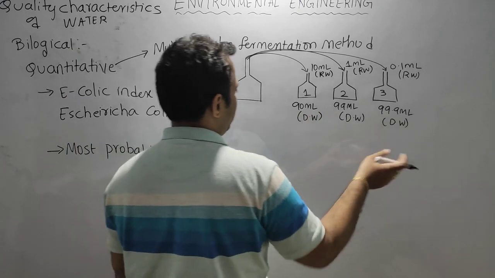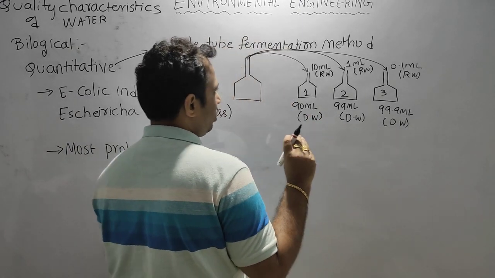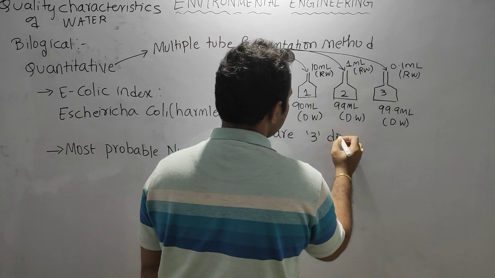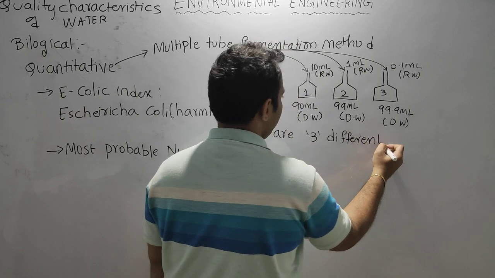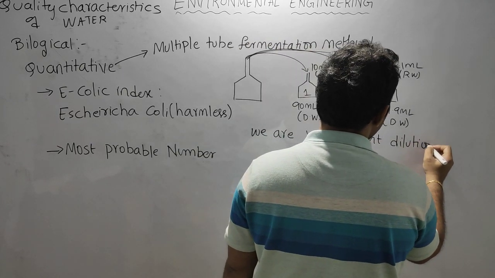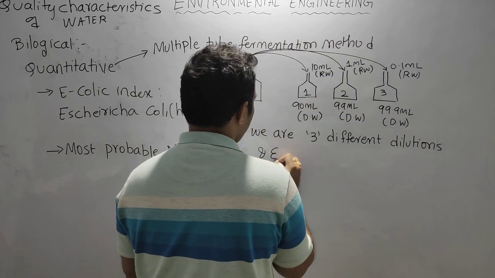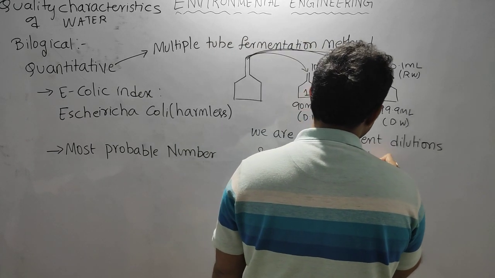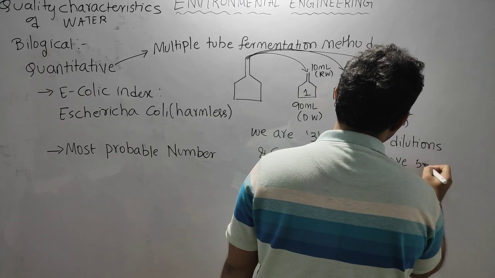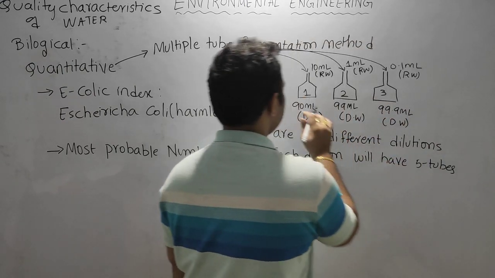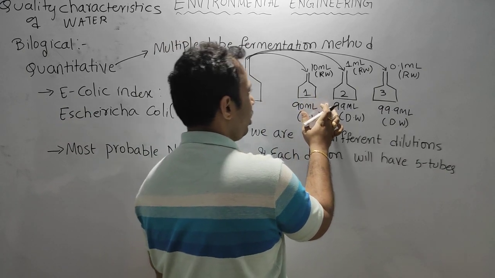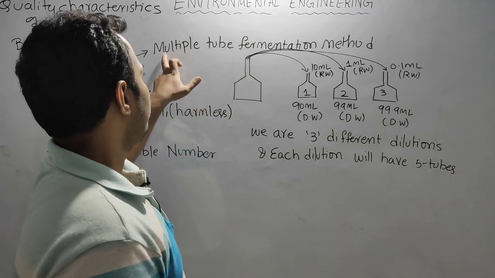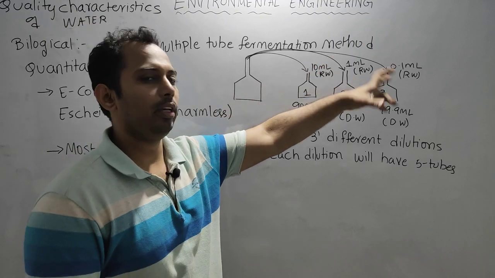For each dilution I will take 5 tubes. We are taking 3 different dilutions, and each dilution will have 5 tubes: 5 tubes of 10 ml dilution, 5 tubes of 1 ml dilution, and 5 tubes of 0.1 ml dilution. This is nothing but multiple tubes.